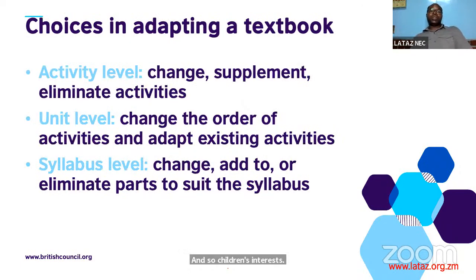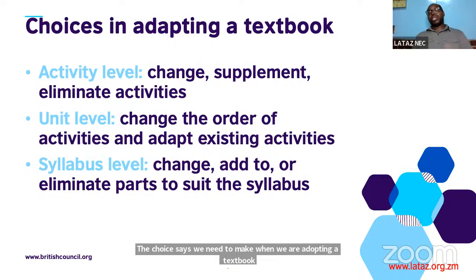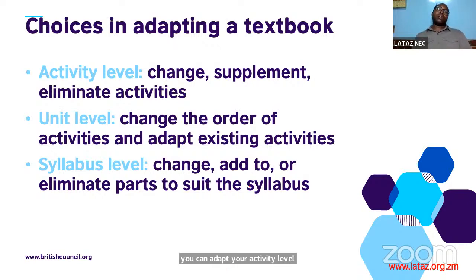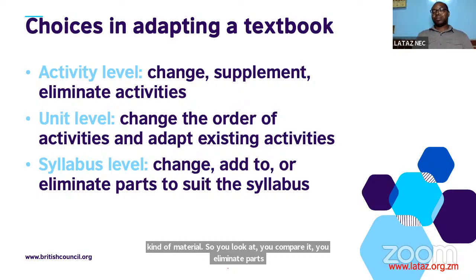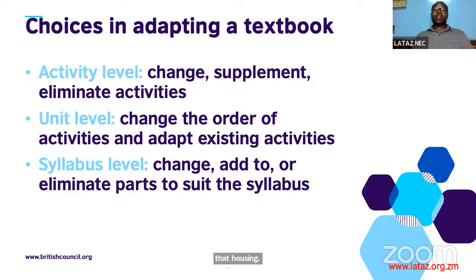Okay, the choices we need to make when we are adapting a textbook. You can adapt it at an activity level. You change or supplement or eliminate certain activities because they are not suitable for the curriculum or they are not speaking to the demands of the curriculum. You can also make changes at unit level in terms of the order, the types of activities, and so on. At syllabus level, since the syllabus has been changed and our syllabus dictates the kind of material, you compare it and eliminate parts of the textbook that have no bearing to the kind of syllabus you are using.